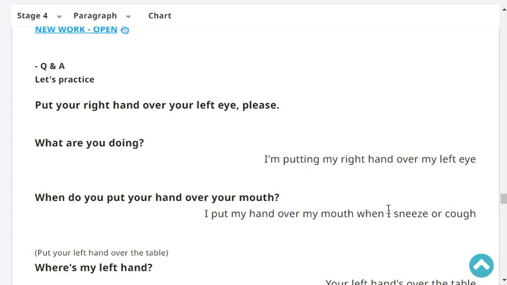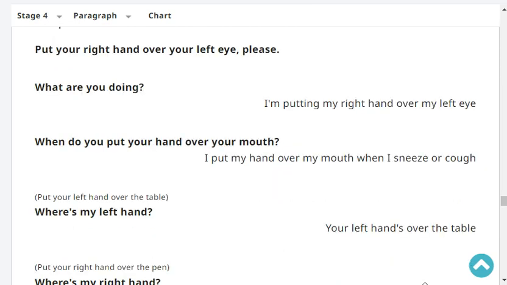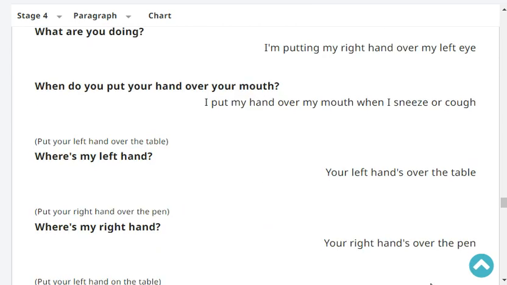When do you put your hand over your mouth? I put my hand over my mouth when I sneeze or cough.